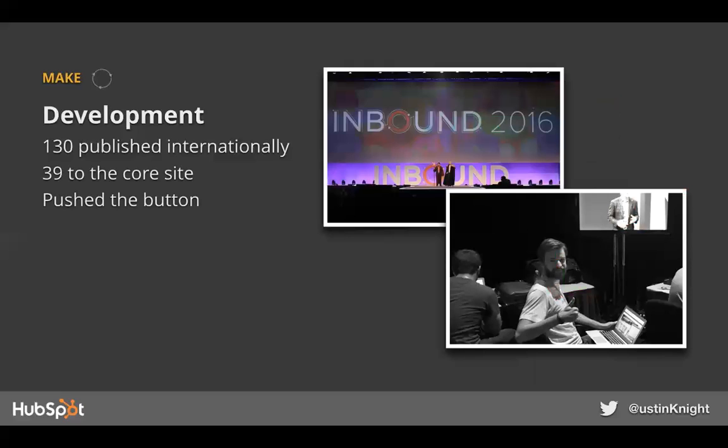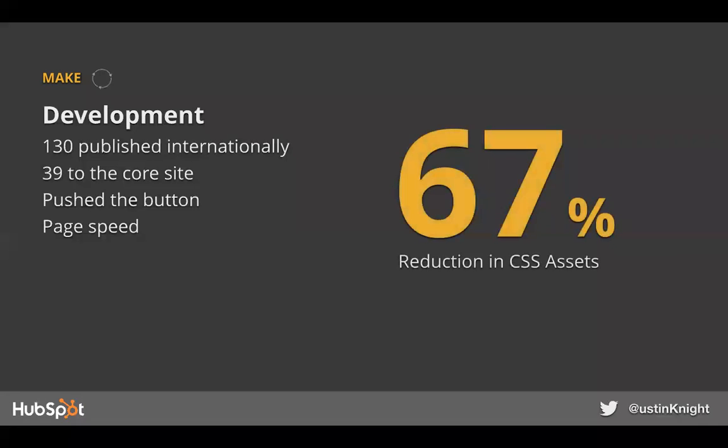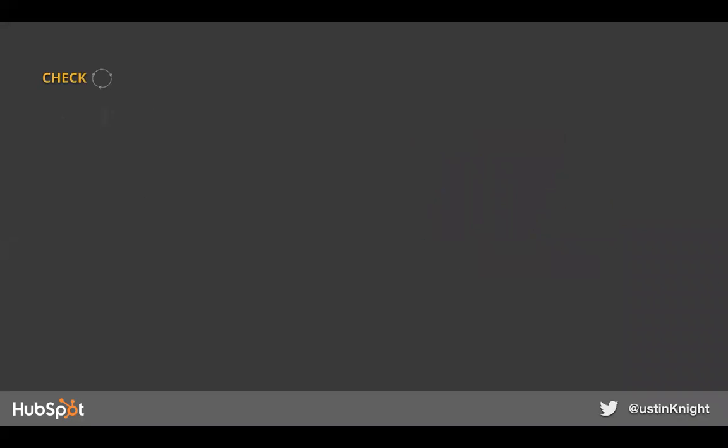So we had this cool reveal, and as soon as we did that, we saw that page speed increased. We had a 60% reduction in CSS assets. So that was another sort of goal that we built into this, was making the site faster, lighter weight, more efficient. So what kind of results did we get from this?